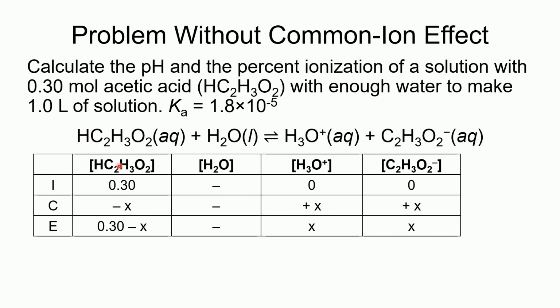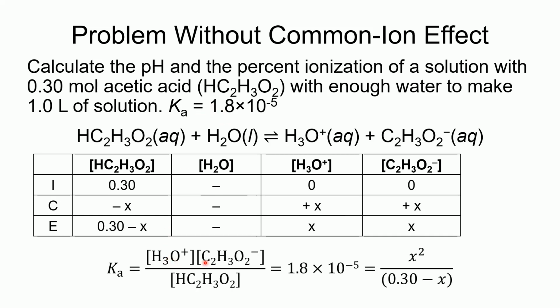The concentration of this will decrease by x, just as a reminder that the coefficient of x is the same as the coefficient of the chemical in the balanced equation. These two will increase by x, and that gives us the values 0.30 minus x, x, and x. We're going to put those into the expression for Ka. So here is our expression for Ka.